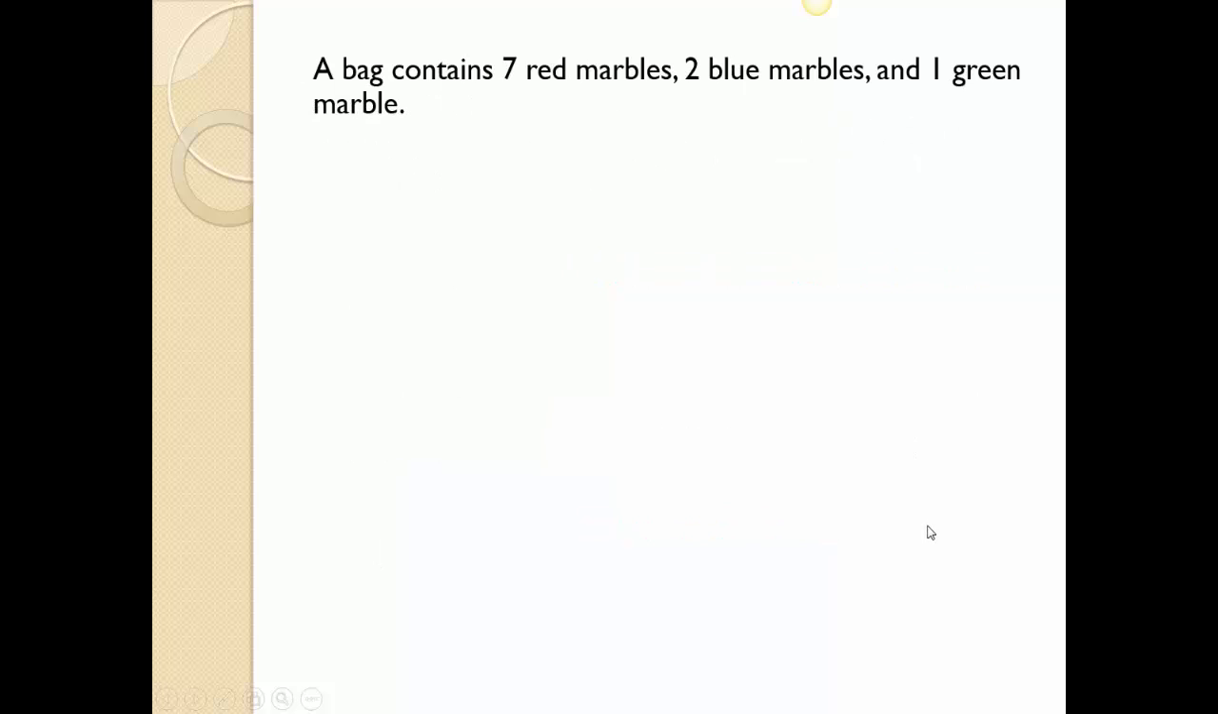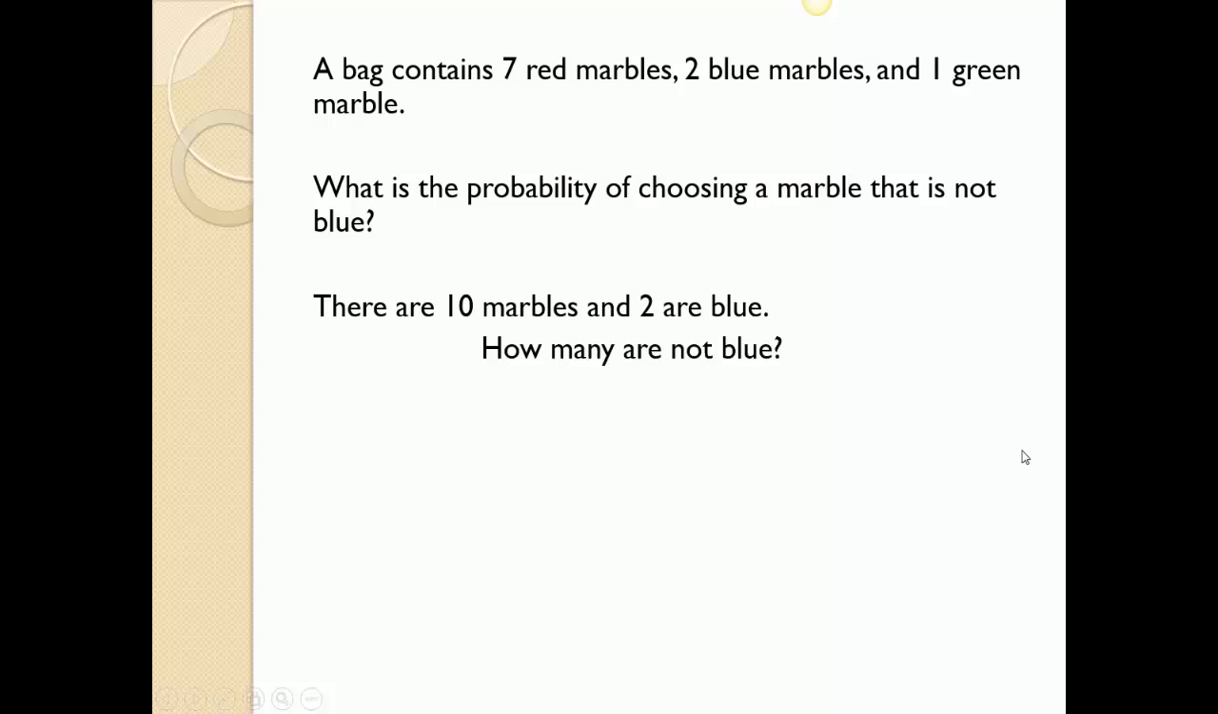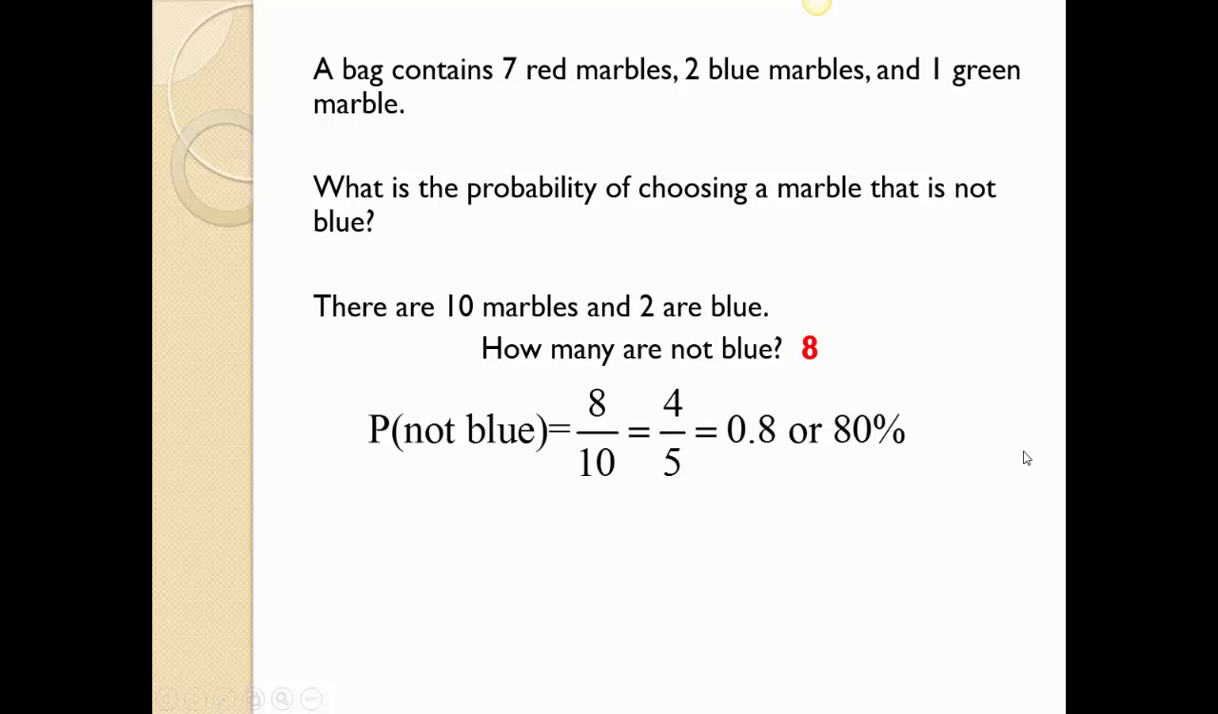Okay, a bag contains 7 red, 2 blue, and 1 green marble. What's the probability of choosing a marble that is not blue? Okay, there are 10 marbles in there, and 2 of them are blue. So there's 2 ways I could do this. How many are not blue? 8. So the probability of not blue is 8 over 10, or 4 out of 5, 0.8, or 80%.